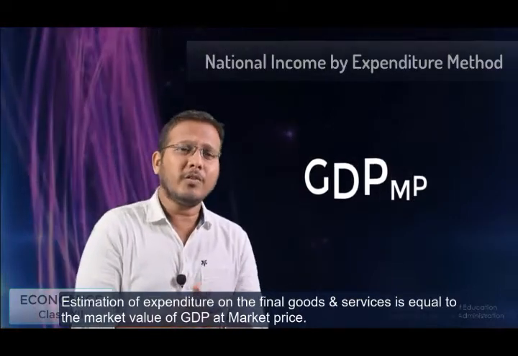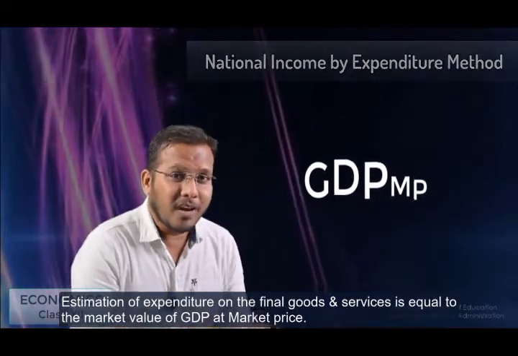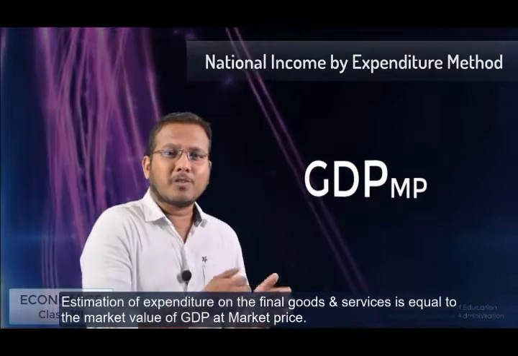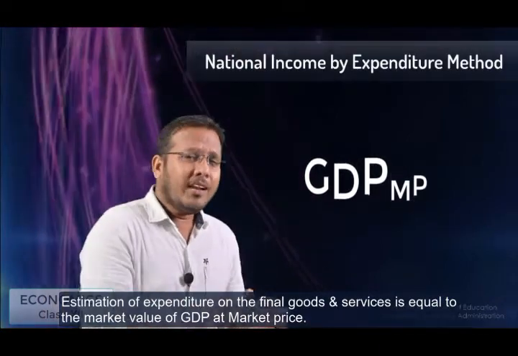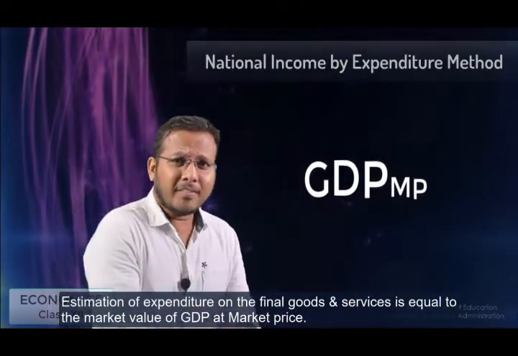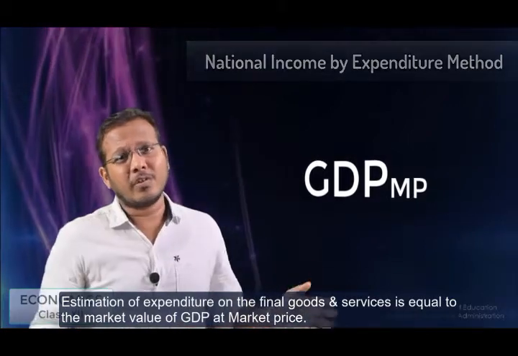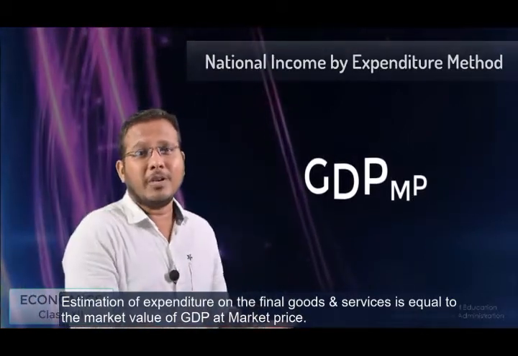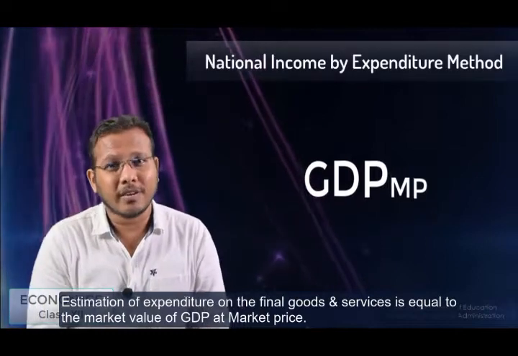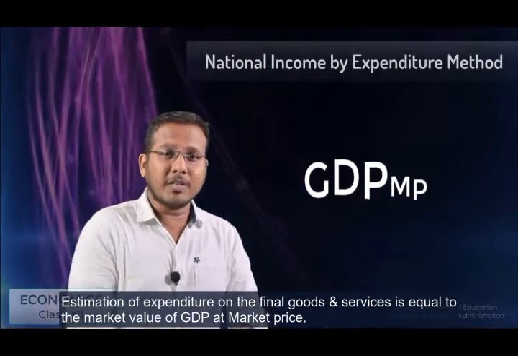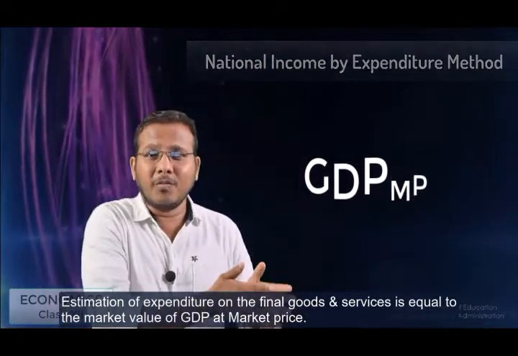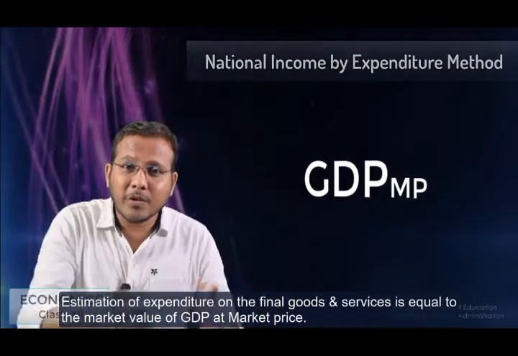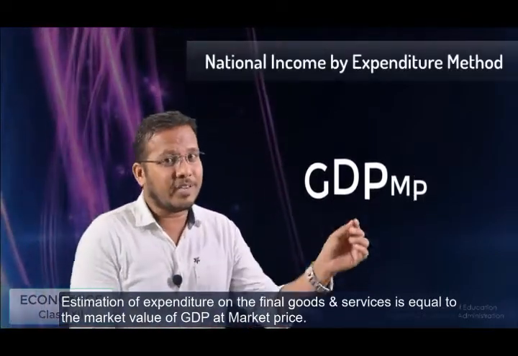Students, one more thing you need to keep in mind while calculating the national income through the expenditure method. The value which we derive from the estimation of expenditure on the final goods and services will be equal to the market value of final goods and services. In the product method, what we have studied is the sum total of the final value of goods and services produced in the economy during an accounting year, that is the GDP at market price.